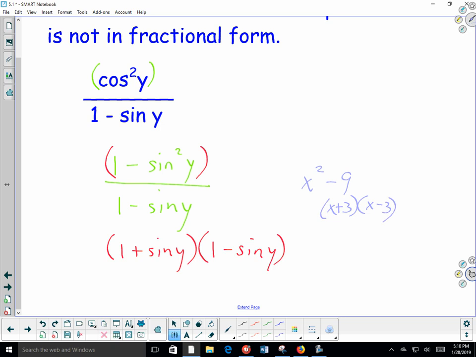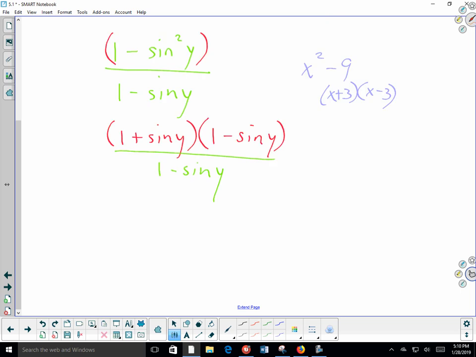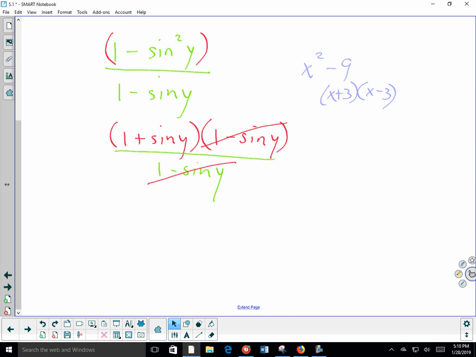Okay, and don't forget that we still have this denominator of 1 minus sine y. Is it okay to divide out this 1 minus sine y with this 1 minus sine y? That's a yes, because this 1 minus sine y up here in the numerator is a factor. It's being multiplied by everything else in the numerator. So our final simplified form for this would just be 1 plus sine y.